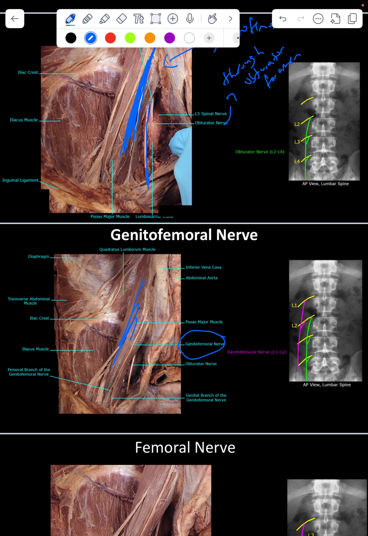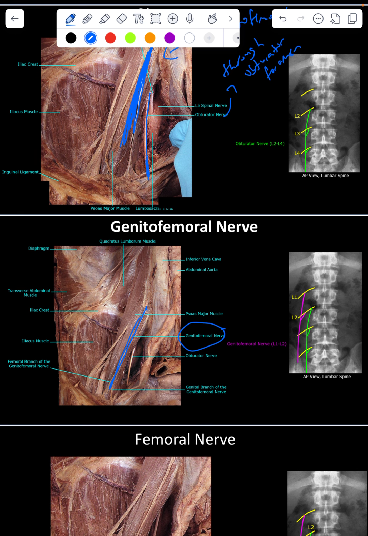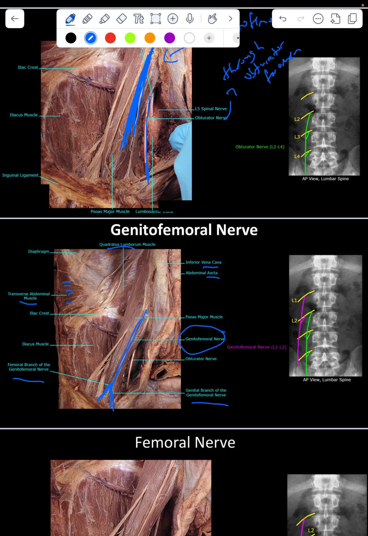So this thing right here. Literally, this is your psoas major, and it runs anterior to it. Genitofemoral. We saw iliac crest, we saw iliacus. And then this is what I was talking about, where it branches off eventually. So you'll get a little branch here going to the femoral side, the femoral branch of genitofemoral, and going to the genitals, the genital branch of genitofemoral. Transverse abdominal, we saw the horizontal looking muscle. We saw quadratus lumborum. We saw all the stuff.